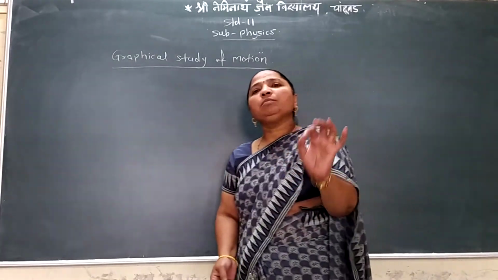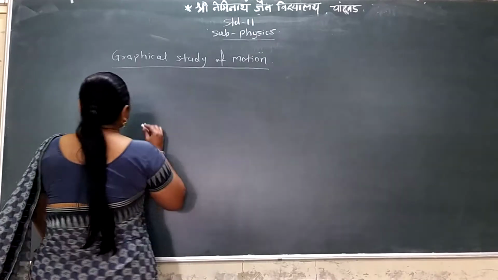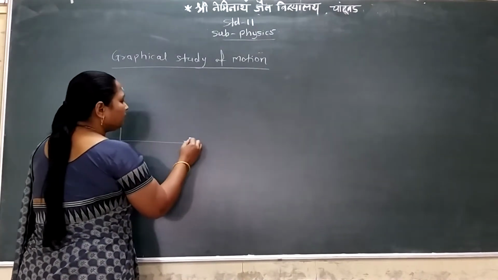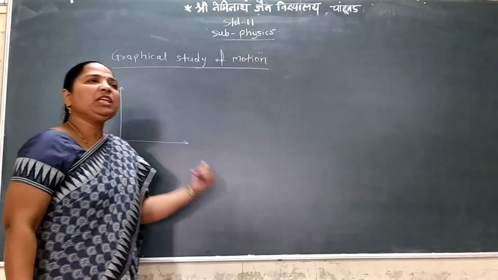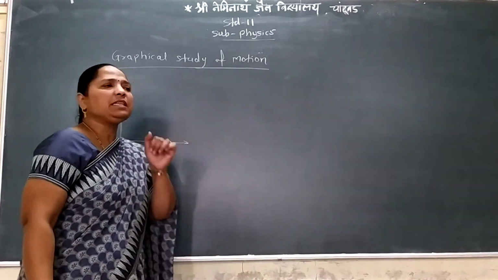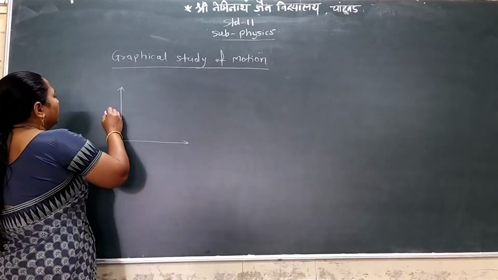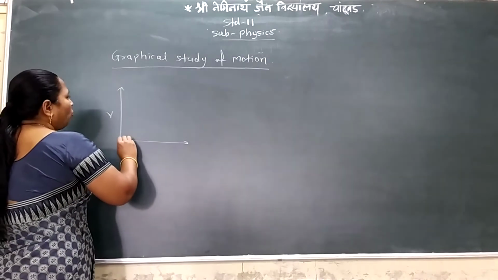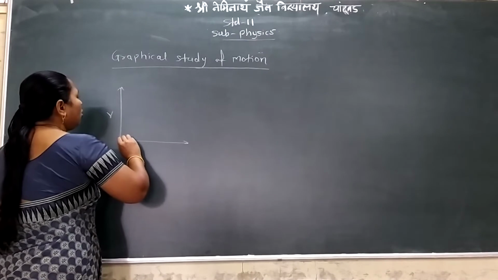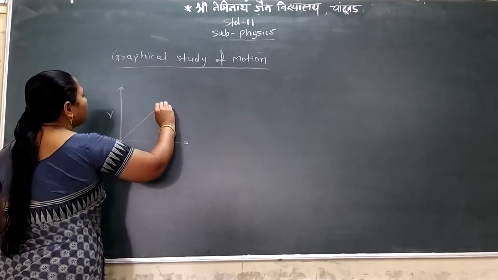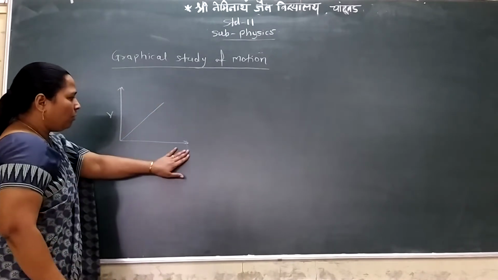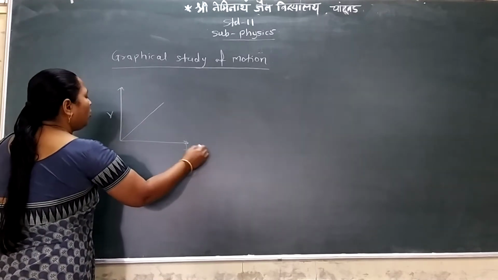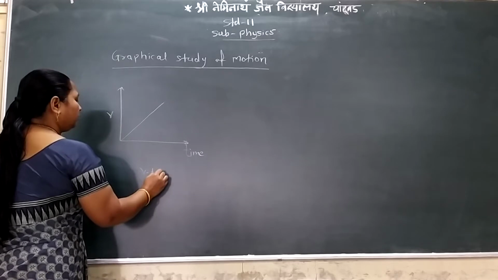When the object is moving from its mean position or its rest condition, if its velocity is at rest and the object is moved, its velocity goes on continuously increasing. Velocity increases with respect to time. Velocity time graph.